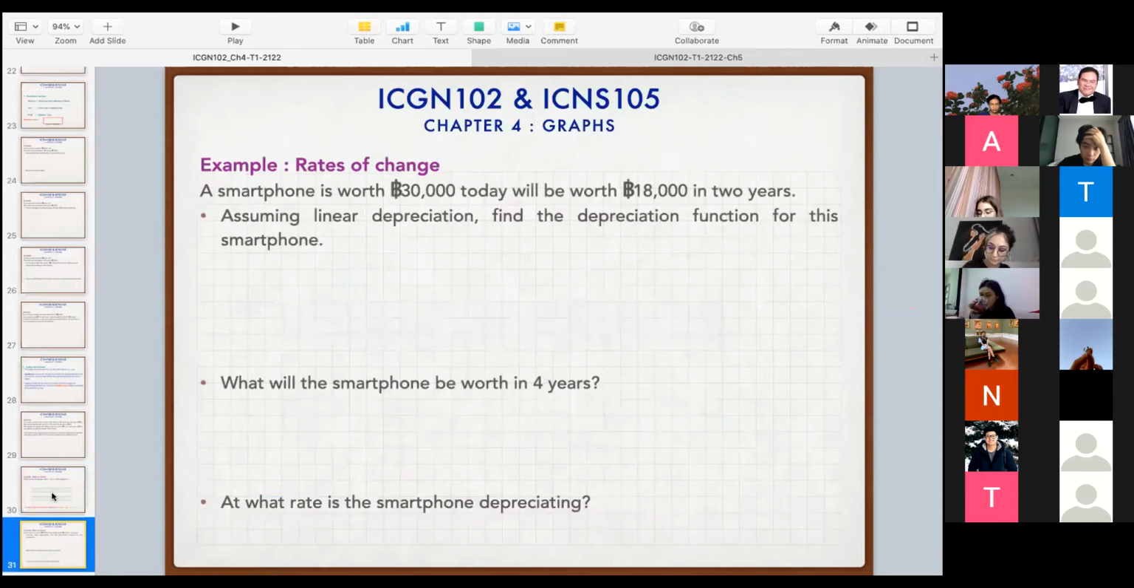In this slide we talk about the smartphone. When you buy a smartphone today, for example a new iPhone 13, it's worth 30,000 baht today, and in the next 2 years it will be worth 18,000.